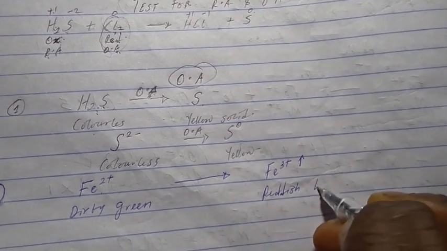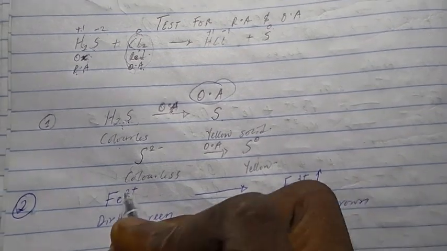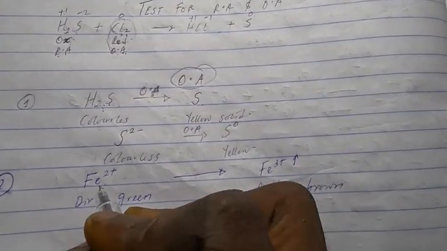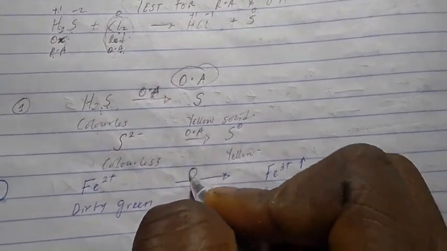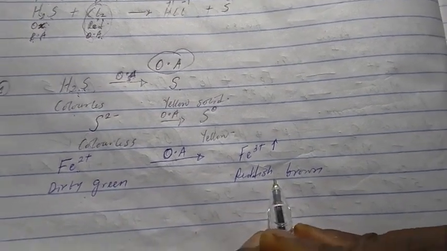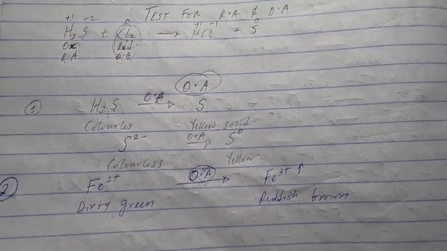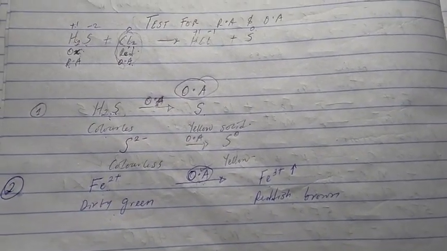So for this guy to have changed from +2 to +3, something must have taken an electron away from it. Loss of electron is oxidation. So for it to undergo oxidation, there must have been an oxidizing agent. So the oxidizing agent will make it change color from dirty green to reddish brown. They can ask you that. So an oxidizing agent will oxidize Fe2+ to Fe3+. So you are testing for an oxidizing agent. But if the color did not change, that means what you have added is not an oxidizing agent. It's as simple as that.